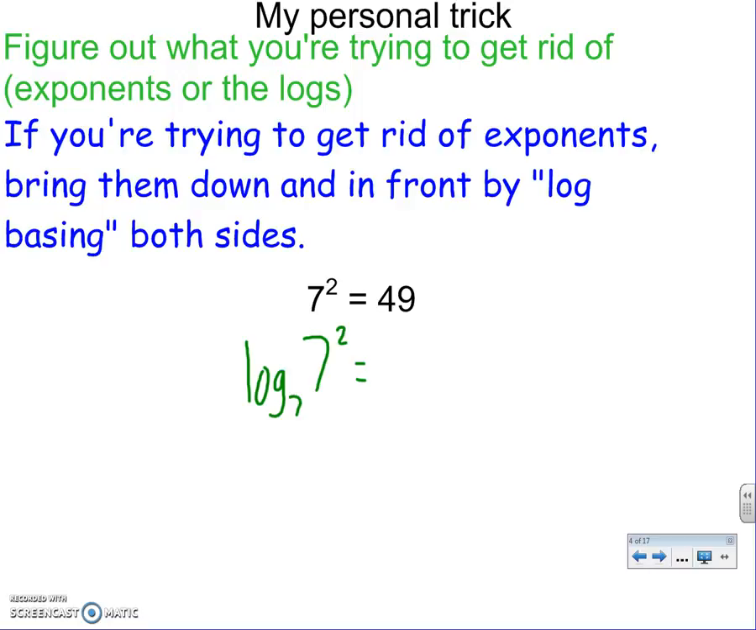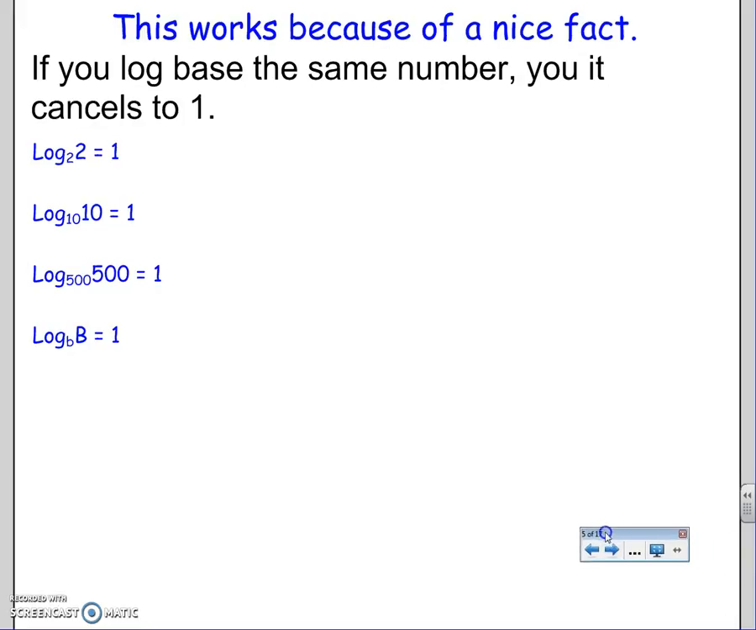No matter what you do to one side, you do to the other side. That's what I did. Now, once you do that, you're allowed to move the exponent in front. And also, I need to tell you all this. There's a very important fact.